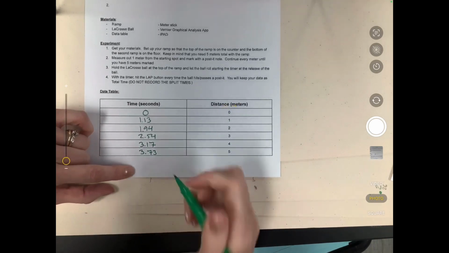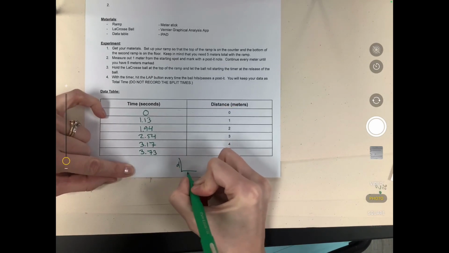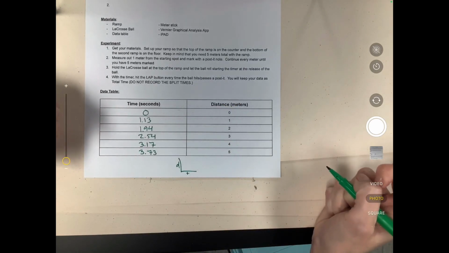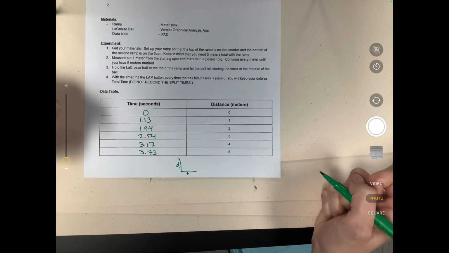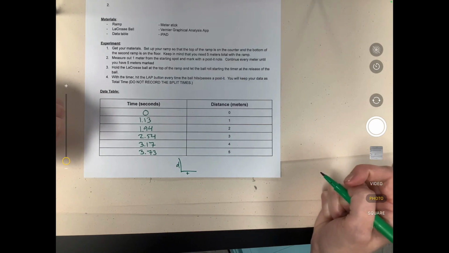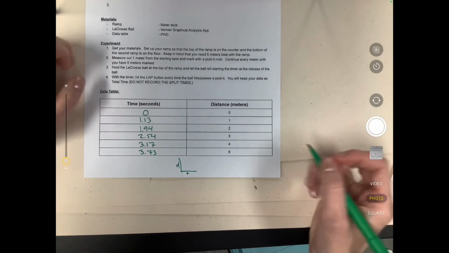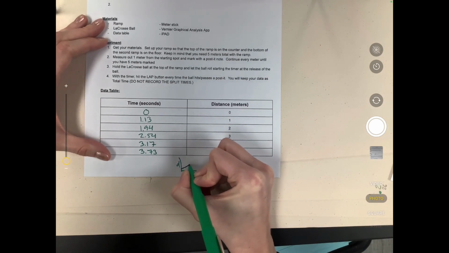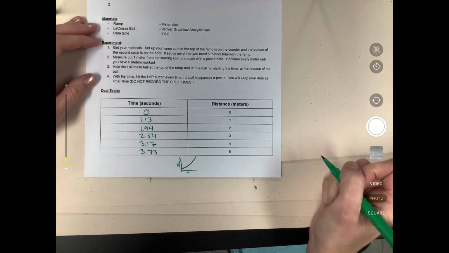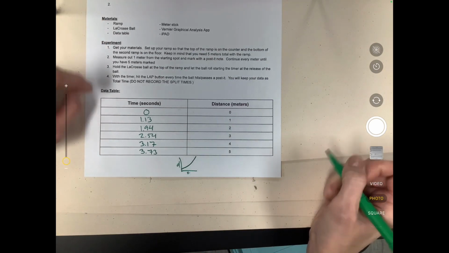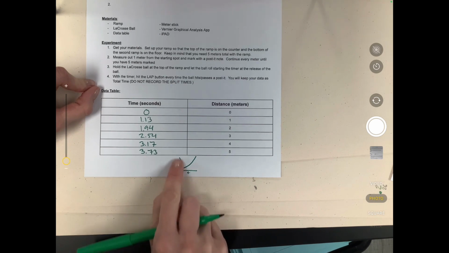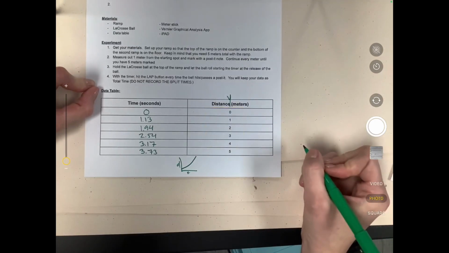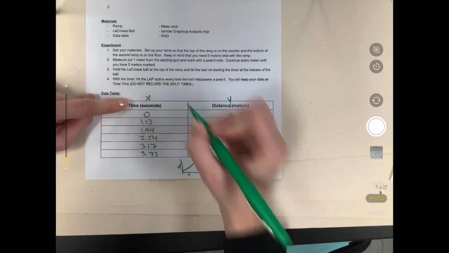And what we're going to make then is a distance versus time graph. What do we expect that to look like? If the ball is speeding up as it goes down the ramp, then we should see the slope of the line increasing. That means it's getting steeper. The way we'd see it getting steeper is a little bit of a curve there, even if it's slight. When we graph distance versus time, distance is our y variable and time is our x variable.